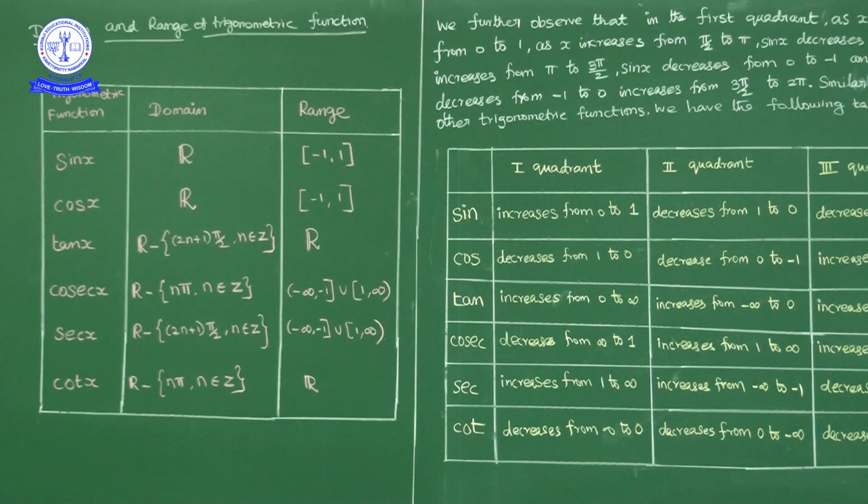Next, if you observe tan x and secant x, these two have the same domain because tan x is sin x upon cos x, and secant x is 1 upon cos x.